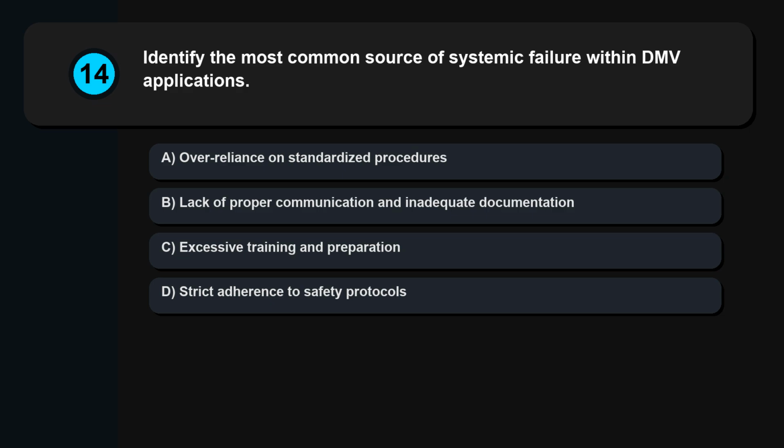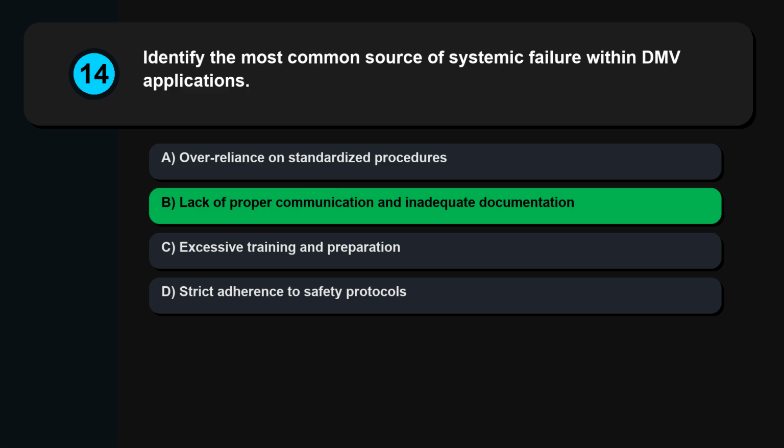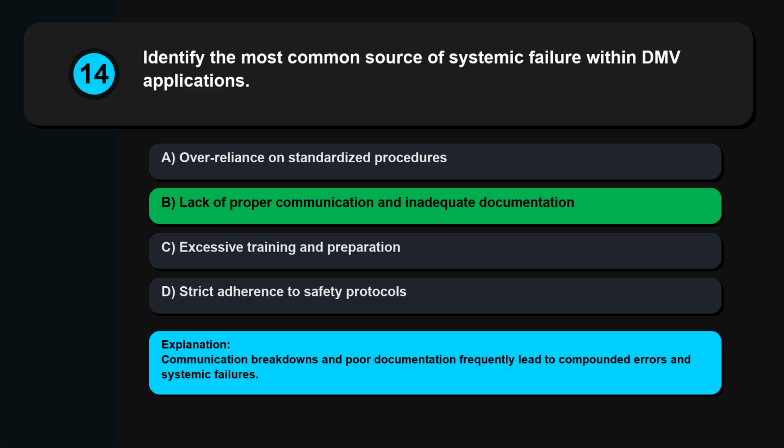Question 14. Identify the most common source of systemic failure within DMV applications: over-reliance on standardized procedures, lack of proper communication and inadequate documentation, excessive training and preparation, strict adherence to safety protocols. Communication breakdowns and poor documentation frequently lead to compounded errors and systemic failures.